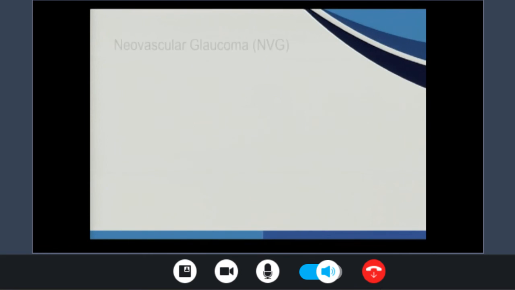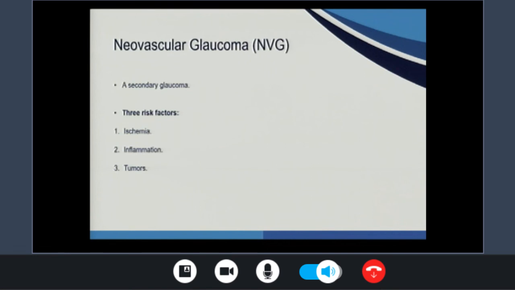Neovascular glaucoma, as you all know, is a severe type of secondary glaucoma. It can be an open angle or closed angle glaucoma, as we will mention later. There are three major risk factors for neovascular glaucoma, and the most common and the most important is ischemia, followed by inflammation, followed by tumors.